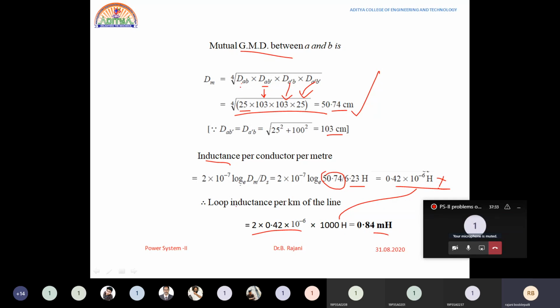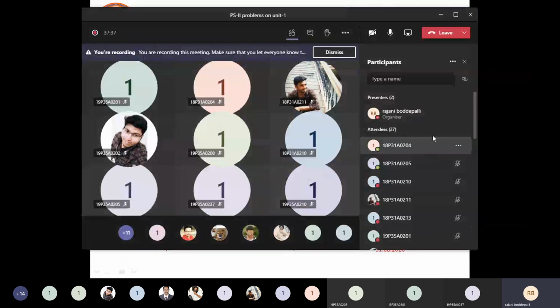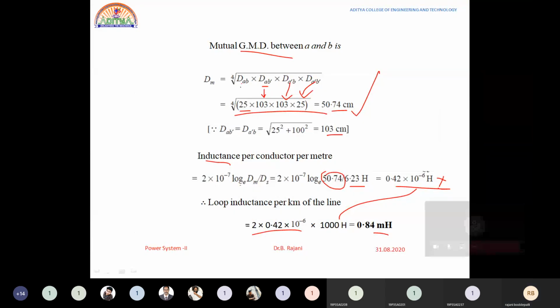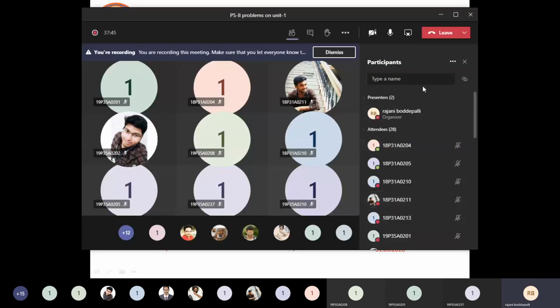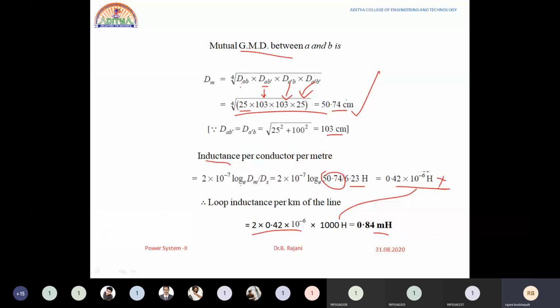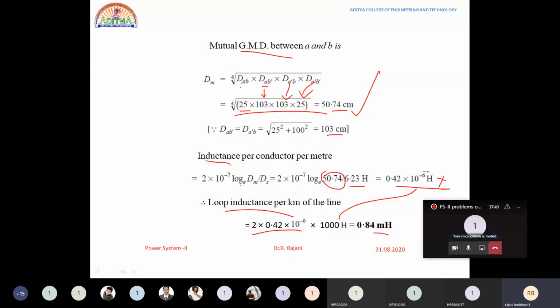This is the loop inductance we are talking about, so we have to multiply it. Loop inductance. Please, all of you mute your microphones. So here we are calculating the loop inductance. The loop inductance formula is 2 into LA, where LA is this one. This is the formula for LA.